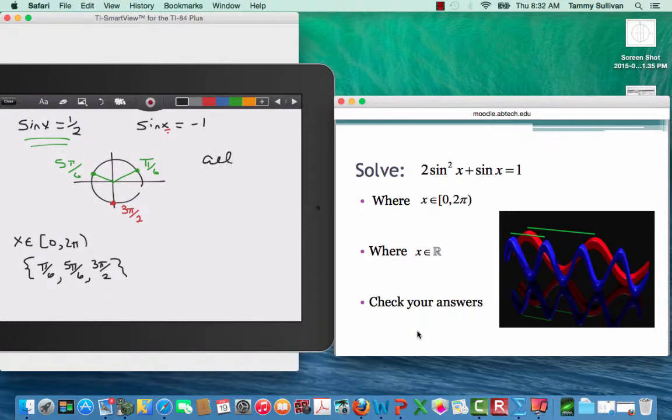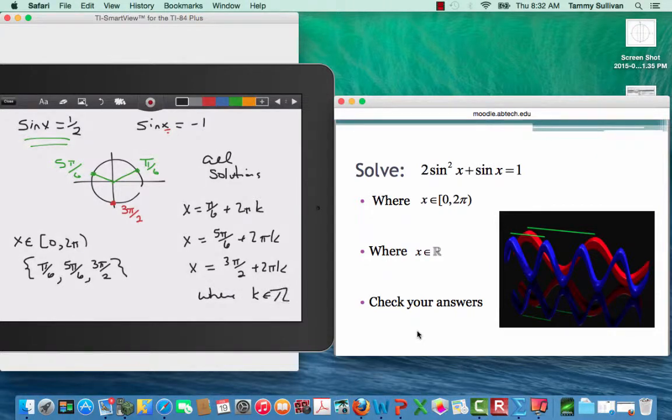If you want all solutions, you're just going to take the 3 solutions that we found and add the fundamental period, 2 pi k, where k is an integer.